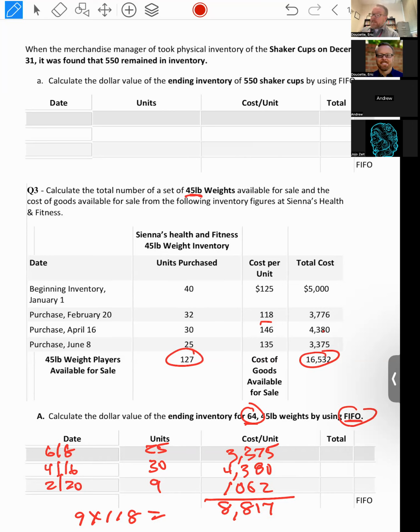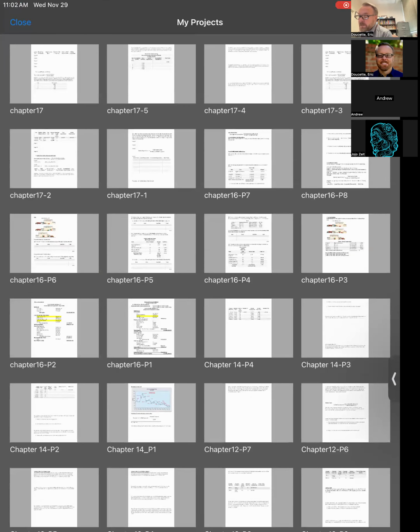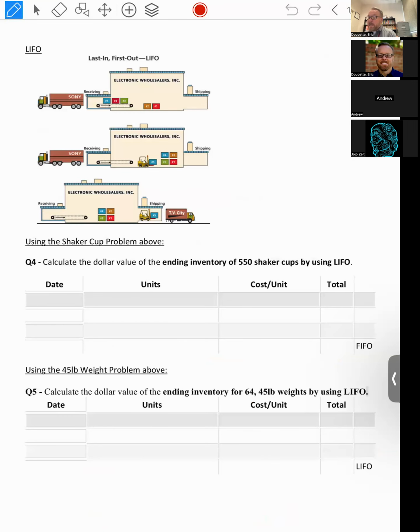All right, so let's go to the next method, which is going to be LIFO. So here we go. Now we look at last in, first out, and it's just the opposite. Rather than selling what you first put in first, in this case, what you last put in, you sell first, which means whatever you have left is what's been in there the longest. So if you notice, you have the same boxes here.